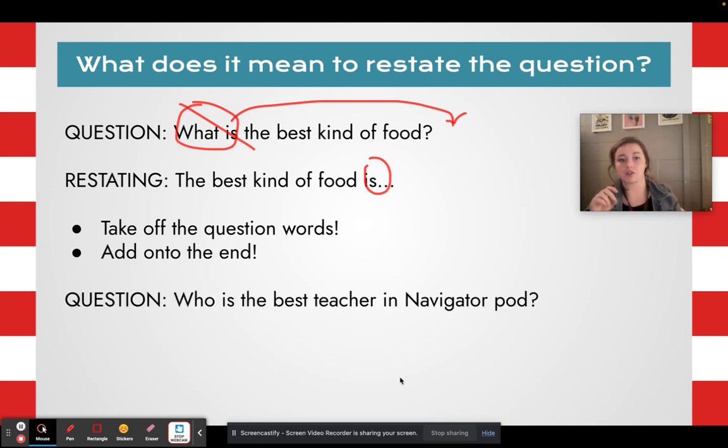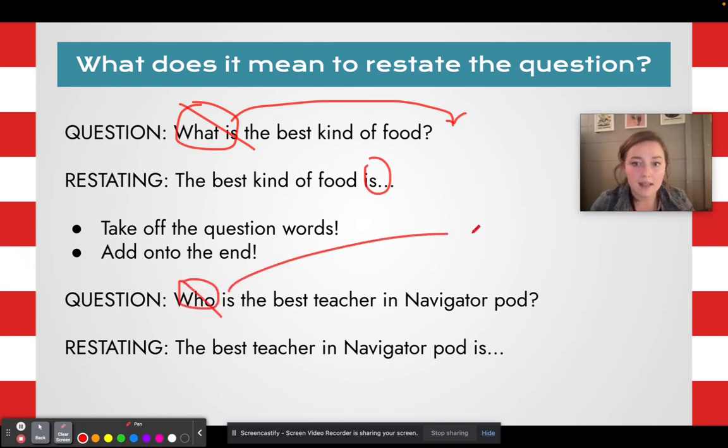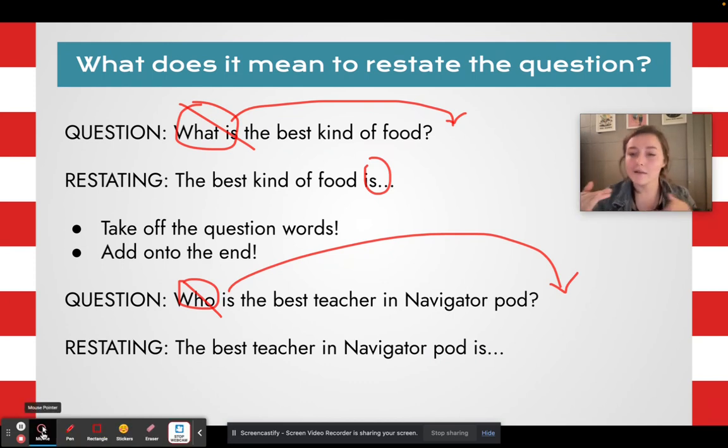So I want you to take this question and make it a restatement. If I ask you, who is the best teacher in Navigator Pod? How do you restate that? Okay, hopefully you took that who, you got rid of it because that's a question word, and you took that is and you moved it down to the end. So the best teacher in Navigator Pod is, and this way people always know what you're talking about, right? You're not just saying, Miss Johnson. Okay, Miss Johnson, what? Or spaghetti. What about spaghetti? Tell me what you're actually answering, okay?